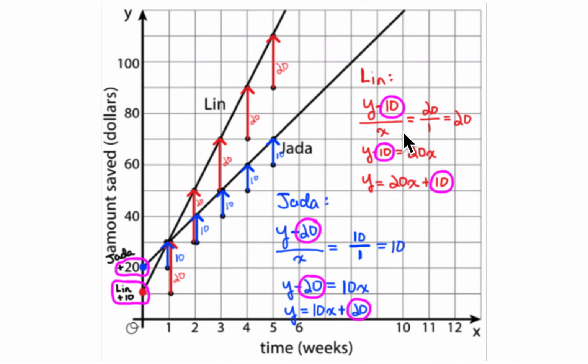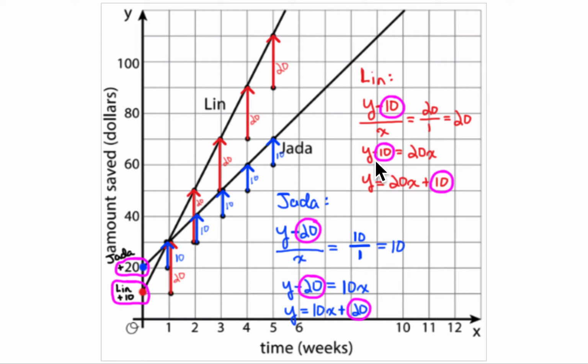For Lynn, you have to subtract $10. So she starts at $10, so that's the beginning amount. So Y minus 10. So you have to subtract that $10 to figure out what this amount is in the vertical direction. What amount of money does she save in 1 week? Well, she saves $20 in a week. So Y minus 10 is equal to that 20, and X is equal to the 1. So X is this 1 right here. So that ratio, Y minus 10 to X, is 20 to 1 because she saves $20 each week.